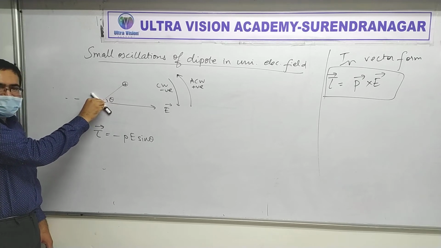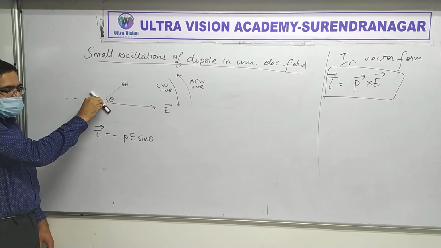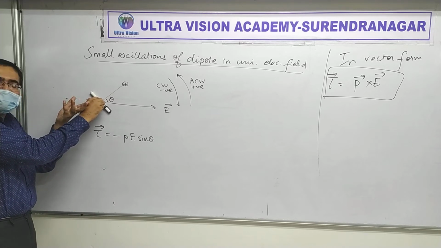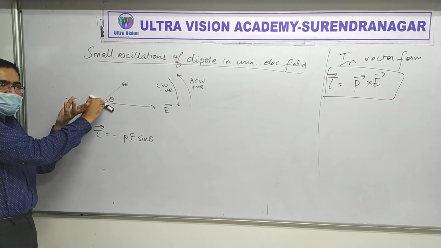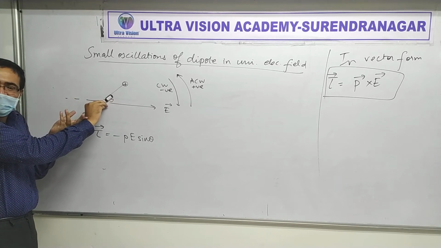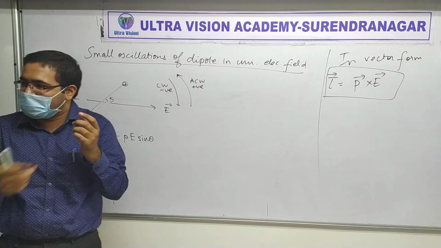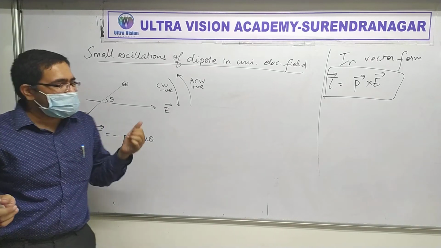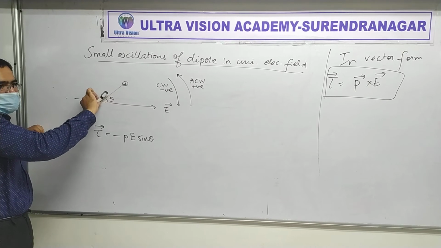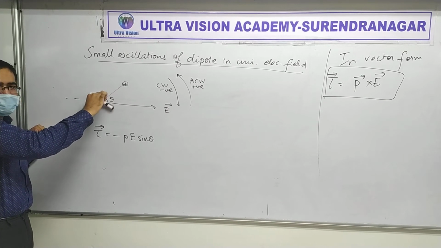When it goes the other way, the torque will become opposite. That is anti-clockwise. So now it will try to bring it back. When it brings it back, it will not stop. It will go the other way again. Just like a pendulum. Got it? Similarly, this dipole will also start oscillating like this. Which kind of SHM is this called?